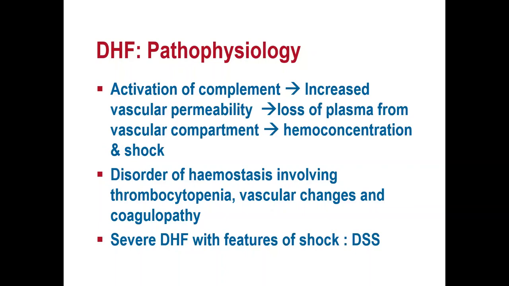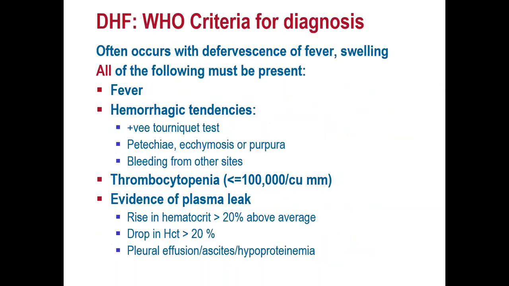Disorder of the homeostasis involves thrombocytopenia, vascular changes, and coagulopathies like DIC, disseminated intravascular coagulopathy. The severe hemorrhagic shock, again, can present as dengue shock syndrome or dengue leak syndrome.